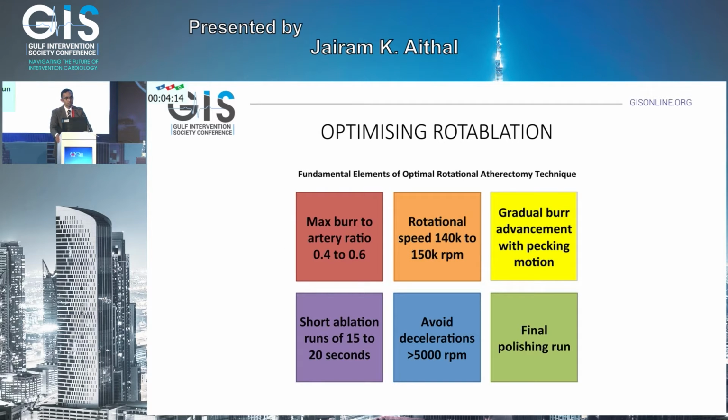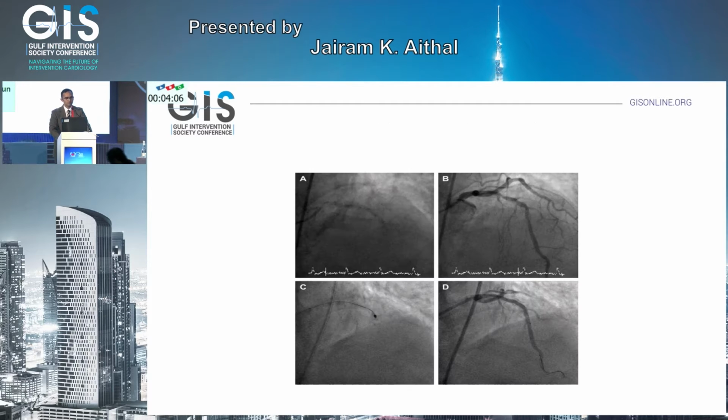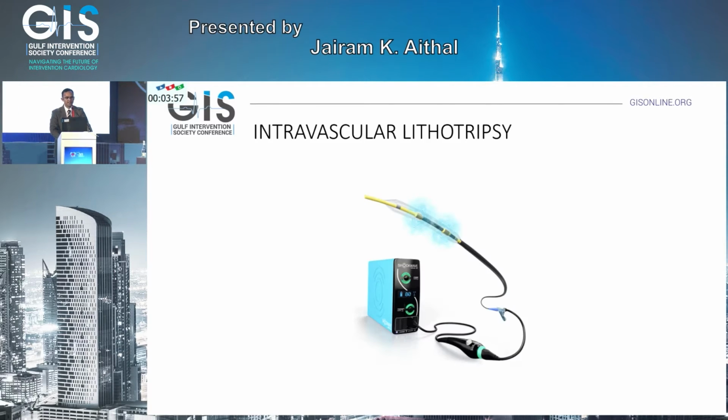The optimization of rotablation was already spoken about. You use a 0.5 burr ratio, go at low to moderate RPMs, and use a pecking motion for small periods of time. And that's how it normally looks. So you look at the calcification, pretty obvious, and after rota burr, it facilitates angioplasty and stenting.